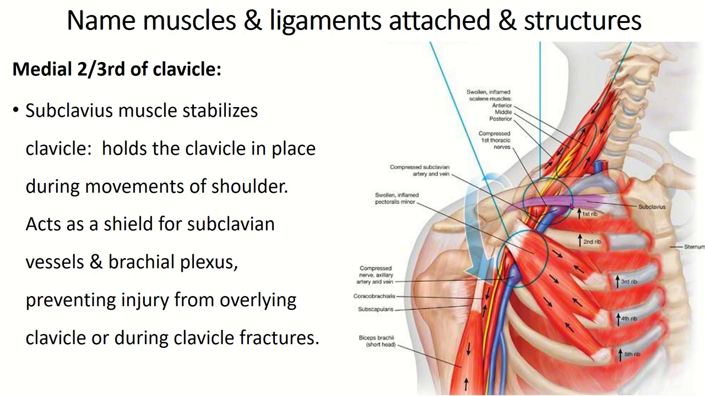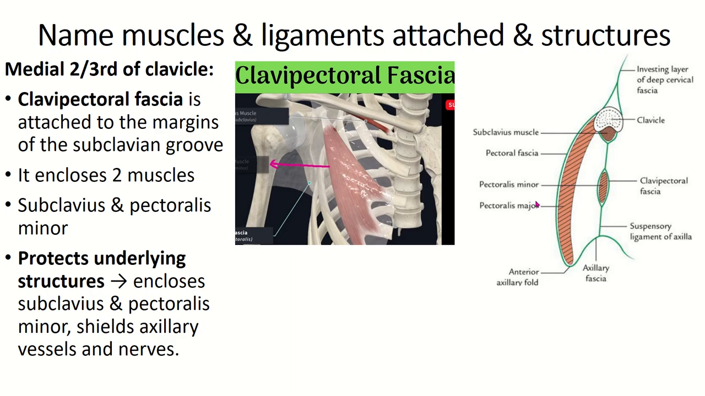So this is the subclavius muscle. Behind it, the subclavian artery and vein and the brachial plexus are present. So fracture of the clavicle does not usually injure the nerves of the brachial plexus, due to the subclavius muscle. This is the clavipectoral fascia, which covers the two muscles, the subclavius and the pectoralis minor, and it is continuous with the axillary fascia.